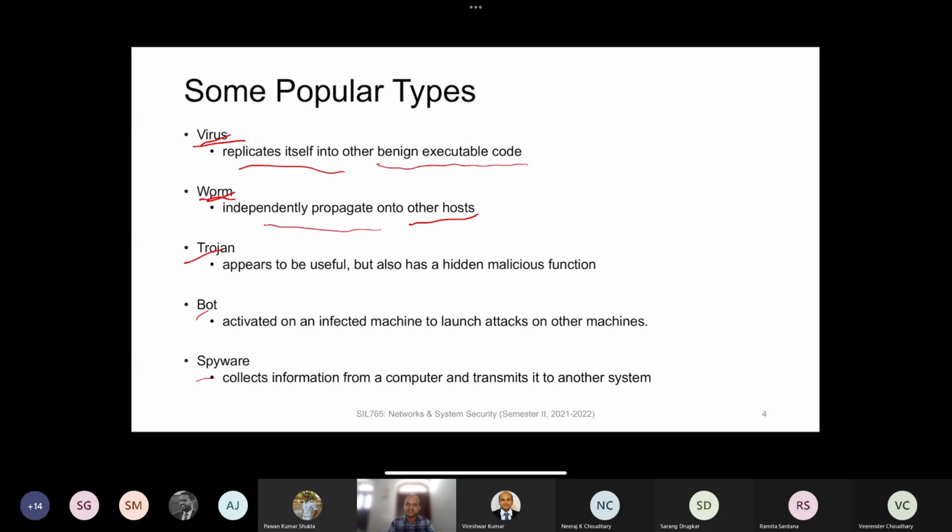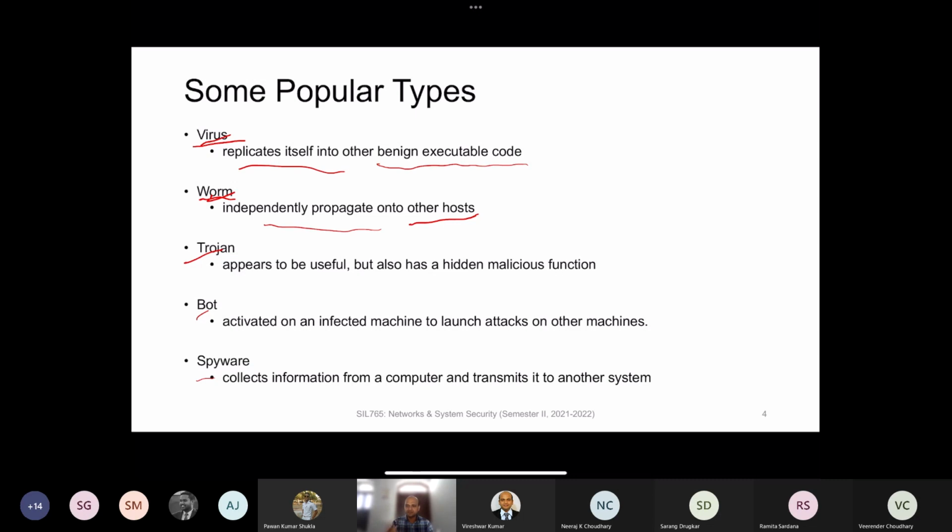Just the victim's data, or some application, or the whole operating system. So that is the generic goal of a malware. Now when we talk about these different popular types of malware, each of these types could have one or more of those objectives. So this classification is based on the behavior of the malware.